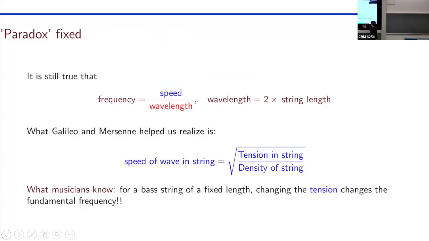So I'm wedded to this expression that the frequency is the speed over the wavelength, and that the wavelength is twice the string length. What changes is what we put in as the speed. We don't put in the speed of sound in air, we put in the speed of sound in the string. And the speed of sound in the string is given by the square root of the tension over the density. If you plug this all in, and look at the prescribed tensions on a bass and the density of the strings, then you get the E1 as your fundamental harmonic.